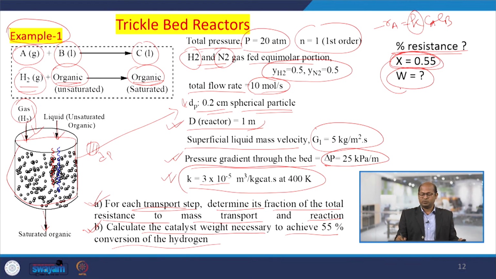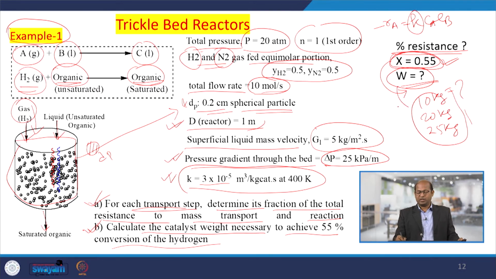So then, how much catalyst do we need? How much catalyst do we have to charge? We cannot charge any arbitrary quantity. If our desired conversion is fixed, then what would be the weight of the catalyst, which may be 10 kg, 20 kg or 25 kg? That would be some value, and we have to find it out for the desired conversion.